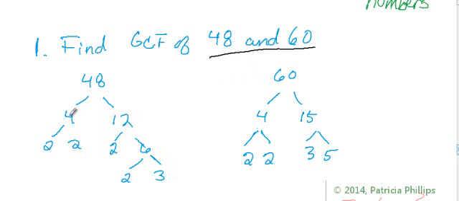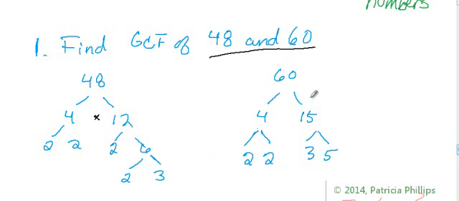48, we chose 4 and 12 because 4 times 12 is 48. And 4 can be broken down into 2 times 2. 12 can be broken down into 2 times 6. The 2 is already a prime number, but the 6 is not, so that can be broken down into a 2 and a 3. Okay, so let's look at the number 60.